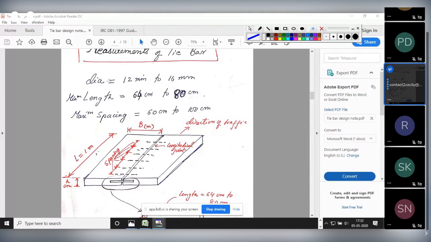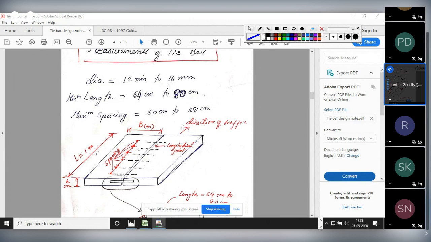Rather, you can take it as 12, 13, 14 or 16, any, but it should be within this range. Next is the minimum length. The minimum length should lie between 64 to 80 centimeter, not greater than this. And the maximum spacing is 60 to 100 centimeter. While designing, we must consider this spacing and check whether all these are satisfied or not.